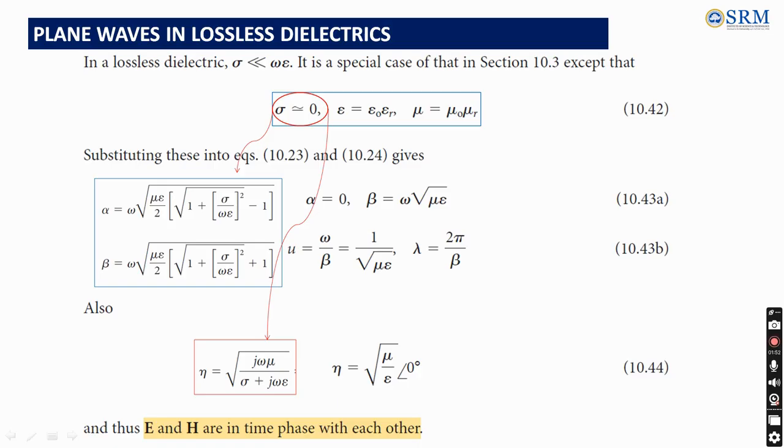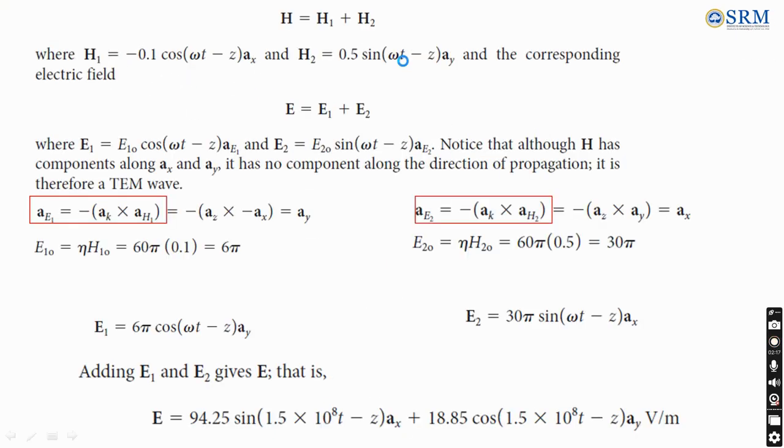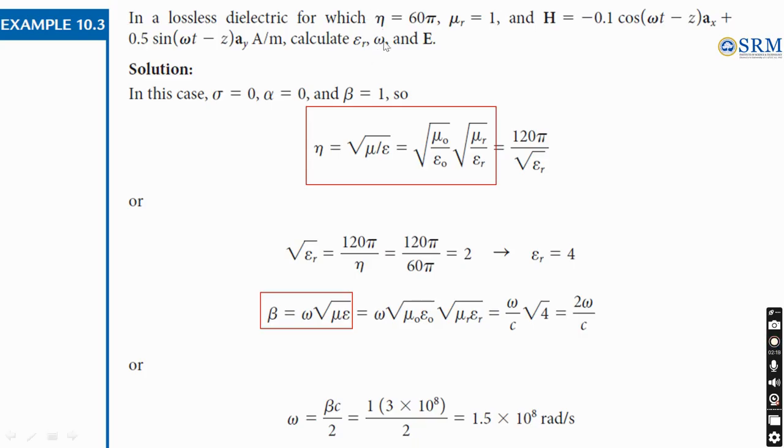Basic thing is the conductivity is 0. With that, we have to find the rest of the terms. So coming to the given problem, they have given a lossless dielectric for which intrinsic impedance is given as 60 pi, relative permeability is 1, and the magnetic field expression is given. Okay, it has two components along AX and AY, in ampere per meter. We are supposed to calculate relative permittivity, then angular frequency omega and the electric field.